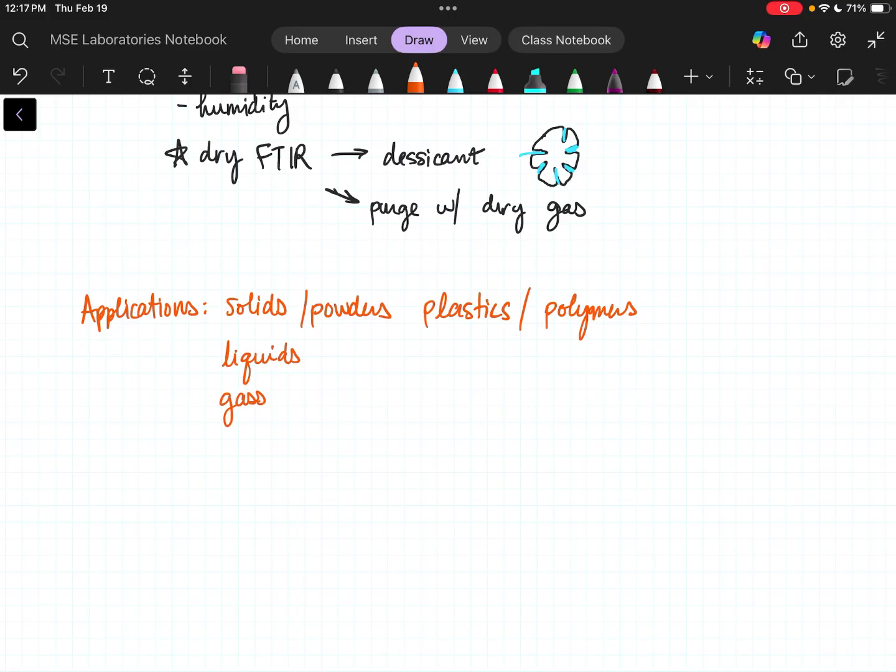We can absolutely do liquids. That's really great for studying like drug concentrations. We can also do gases, as long as we have something to contain the gas in the beam.